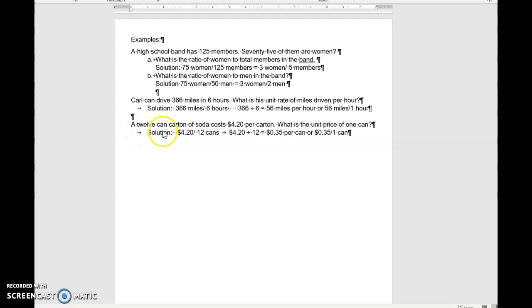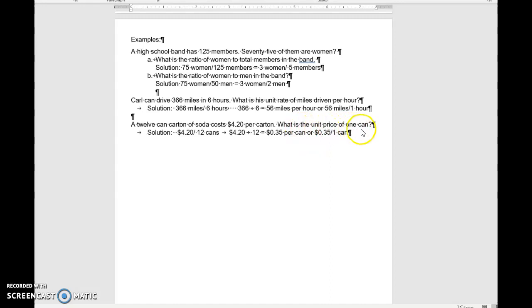This is an example of a unit price. This is something you probably see all the time when you go shopping. If you see an item on the grocery shelf, down below it you'll see what the unit price is per can, per box, per whatever. That's what you want to look at. You want the one with the lowest unit price. That's the cheaper one. So an example will be a 12-can carton of soda costs $4.20 per carton.